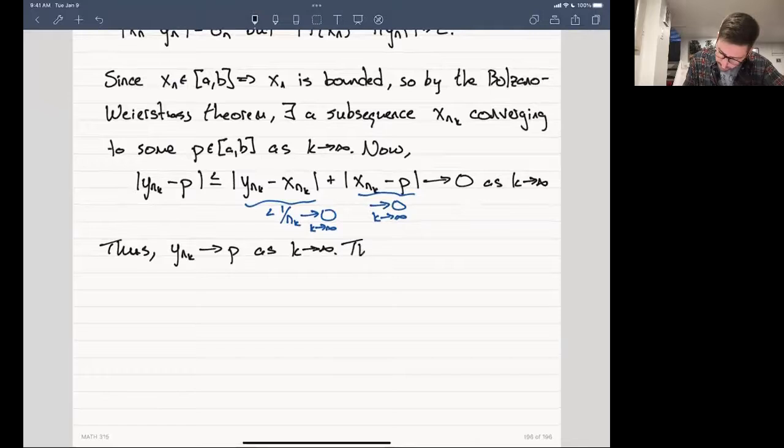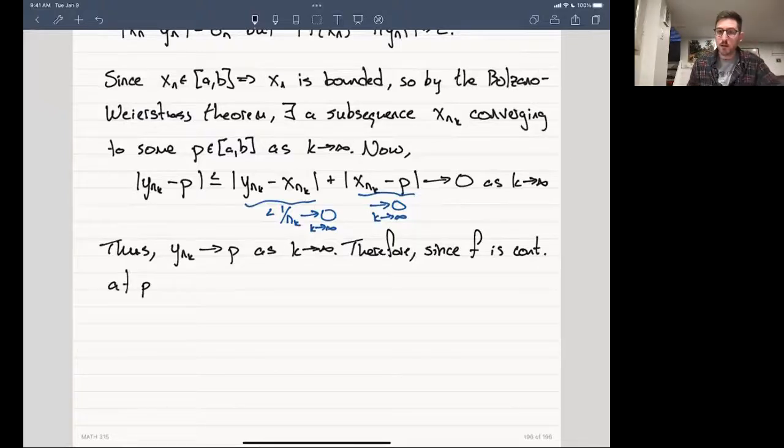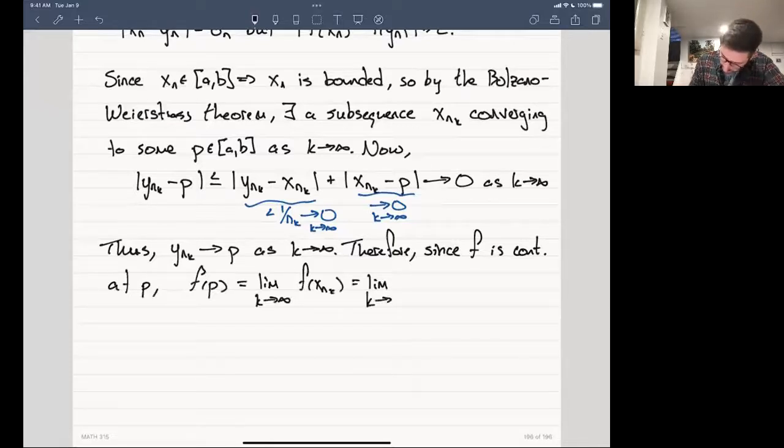So therefore, since f is continuous at p, right, because it's continuous at every point in the interval, that tells us f of p is equal to the limit as k goes to infinity of f of xn sub k, and it's also equal to the limit as k goes to infinity of f of yn sub k.